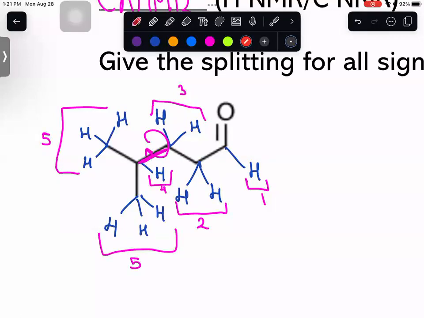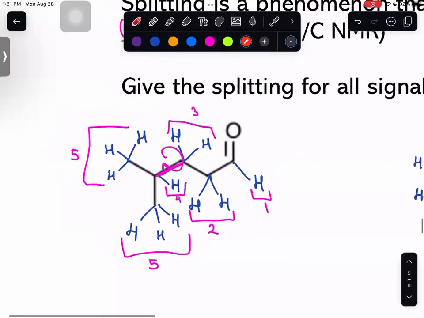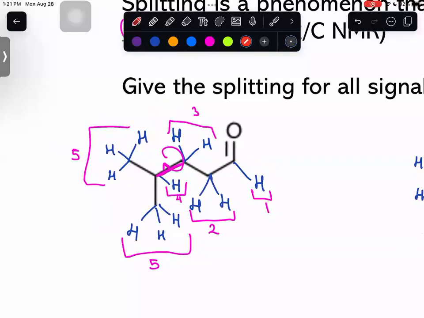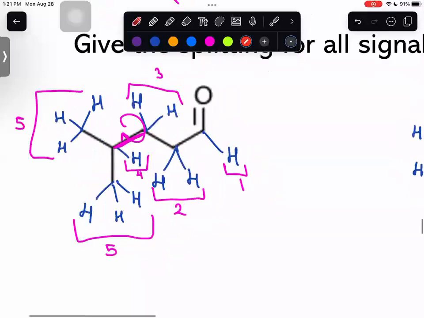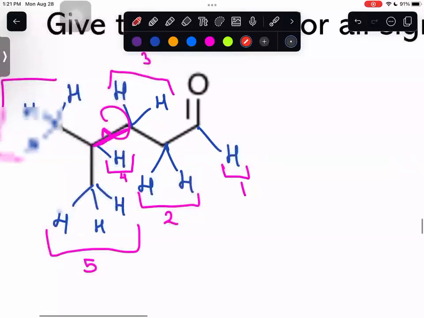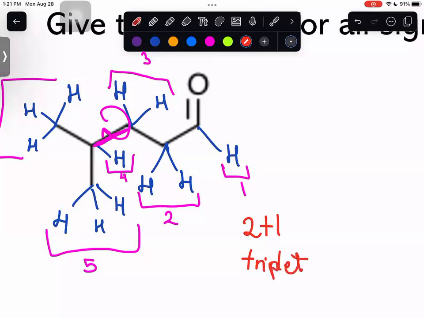Correct? Okay, now let's start with signal number 1. What's going to be the approximate multiplicity for that one? How many neighbors do I see? Triplet. So it's going to be a triplet, exactly. You just plug it in, so 2 plus 1 gives you 3. So you have to use the appropriate term for this part. So it's just a triplet. Do you have any questions on how we found the neighbors for that signal?